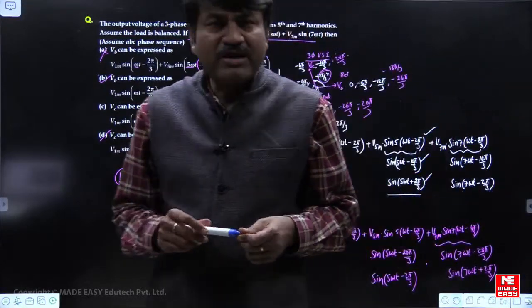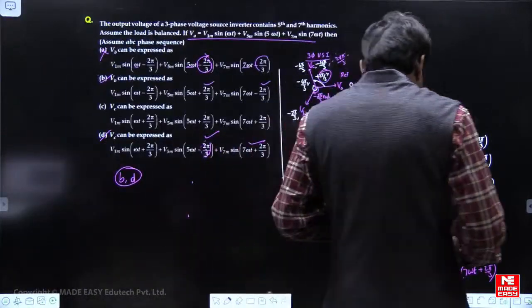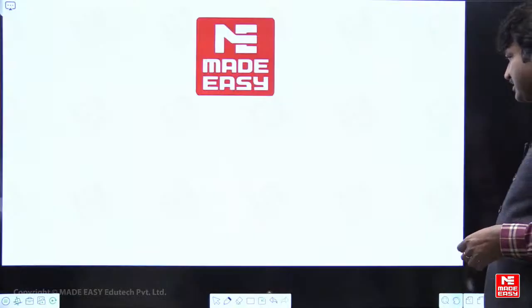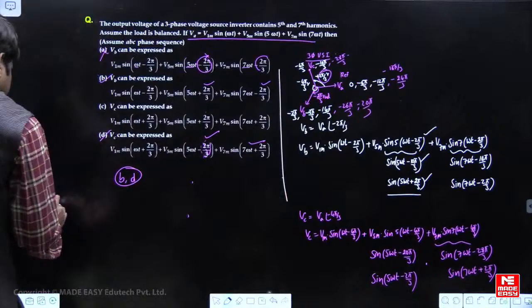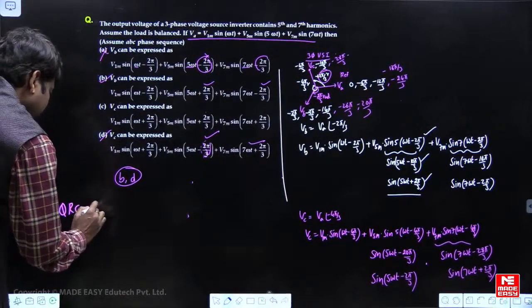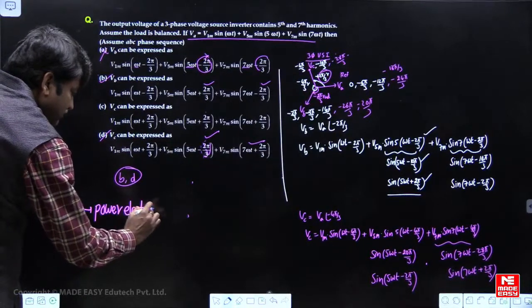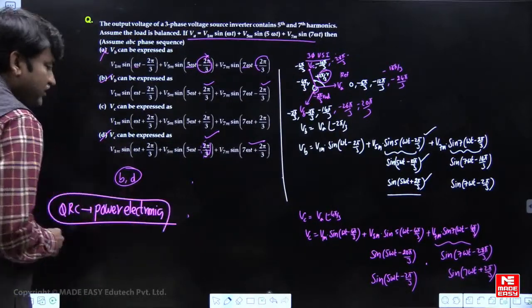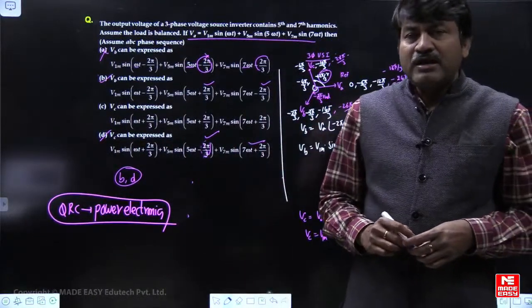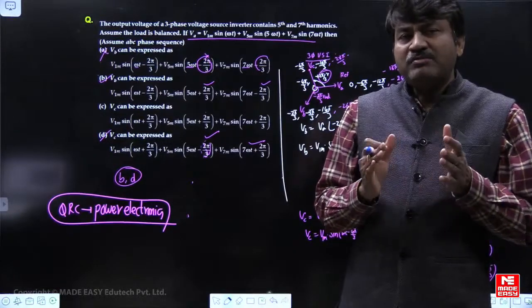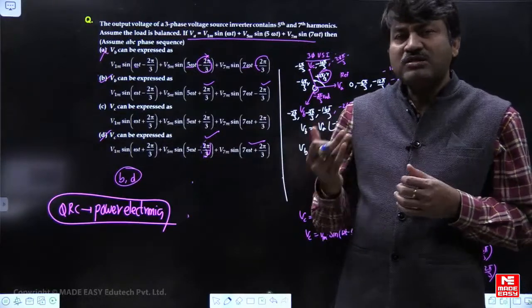Mainly the problem for power electronics is how to remember the formulas. You can go through the QRC program I have given in Made Easy, the quick revision course for power electronics. In this quick revision course, for each chapter I have given the summary: what formulas we have to memorize, how to memorize the formula, where the formula is applicable, how to solve the questions.